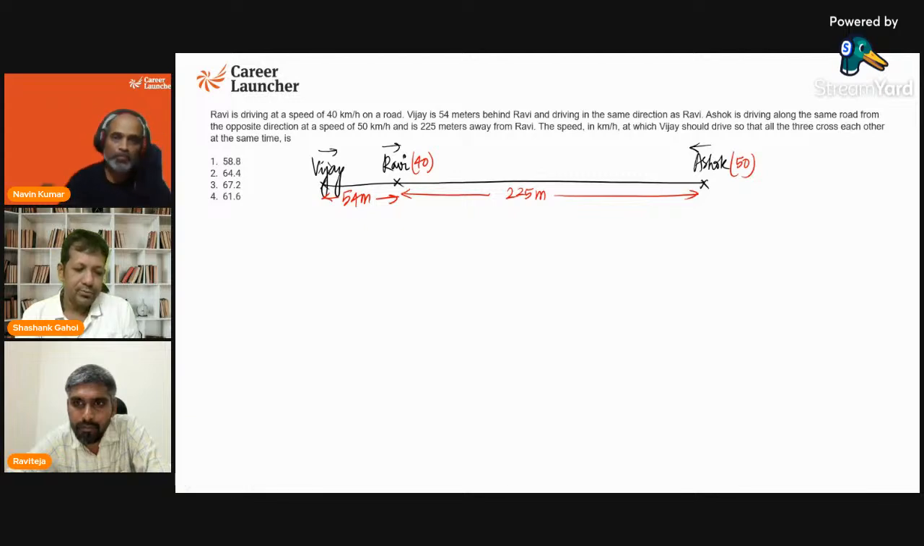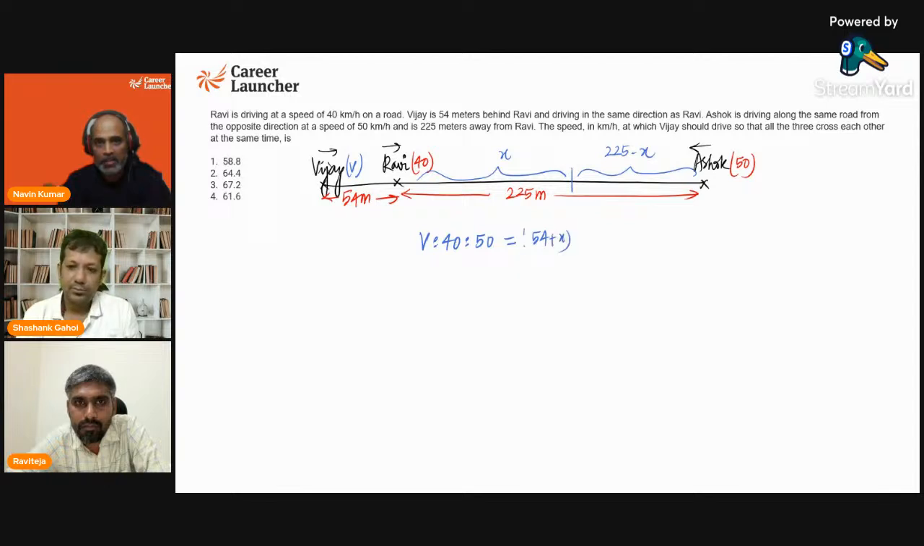So basically they start simultaneously and they're going to meet at the same time. So time is constant. If I take the speed of Vijay to be V, the ratio of their speeds will be in the ratio of the distances they are going to cover. Let's say Ravi meets Ashok after covering x distance. So Ashok will be covering 225 minus x. Vijay is going to cover 54 plus x. Ravi is going to cover only x, while Ashok is going to cover 225 minus x.